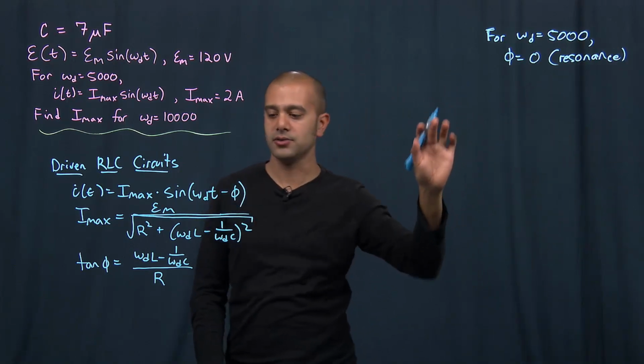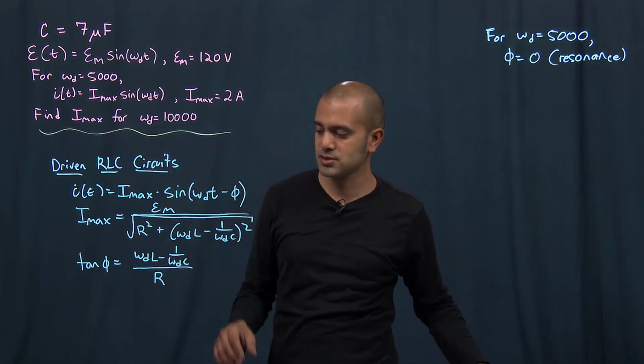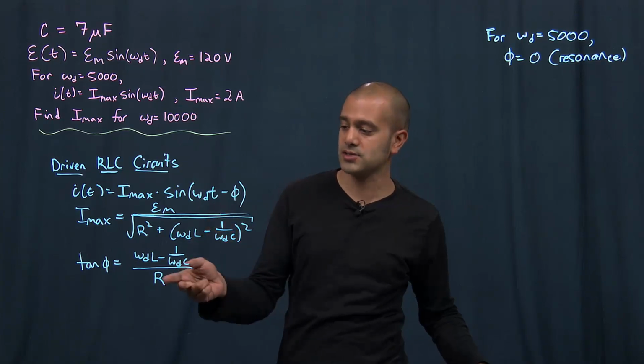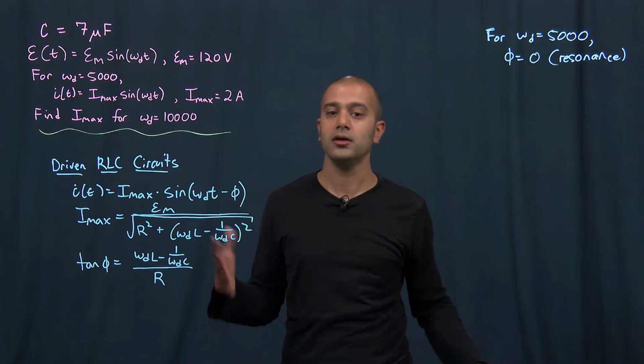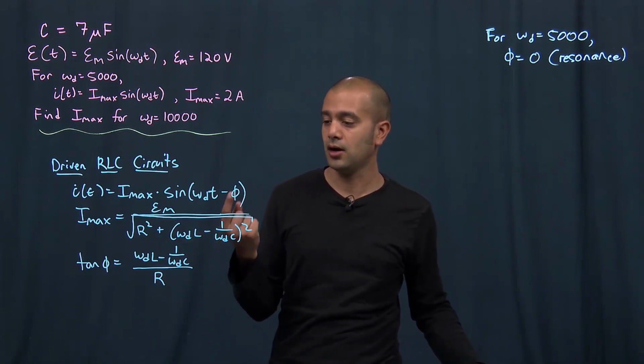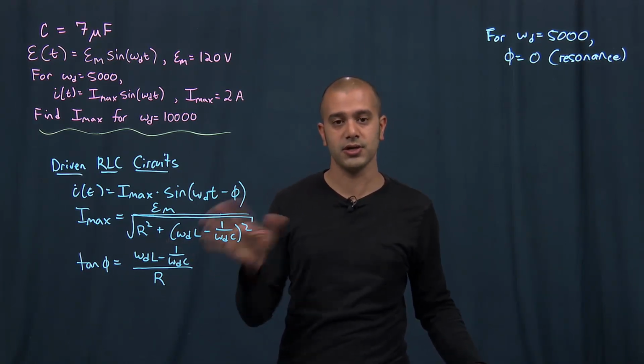And you can use that phi equals 0 for the frequency of 5,000 to try to find the inductance and the resistance using these three formulas. So go ahead and try that now. Use the fact that phi equals 0, the frequency is 5,000, and try to find the numbers for the resistance and the inductance, and we'll take a look in a moment.